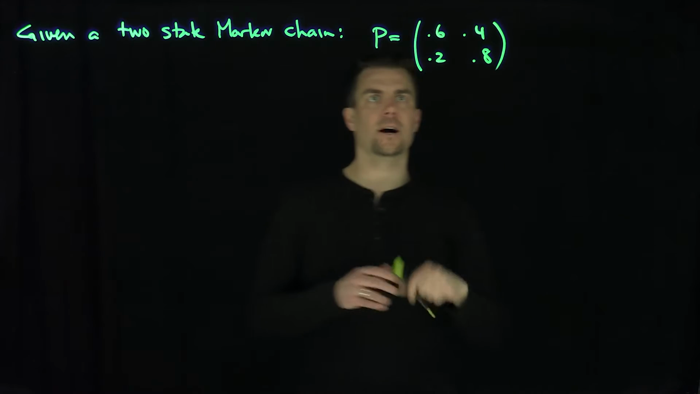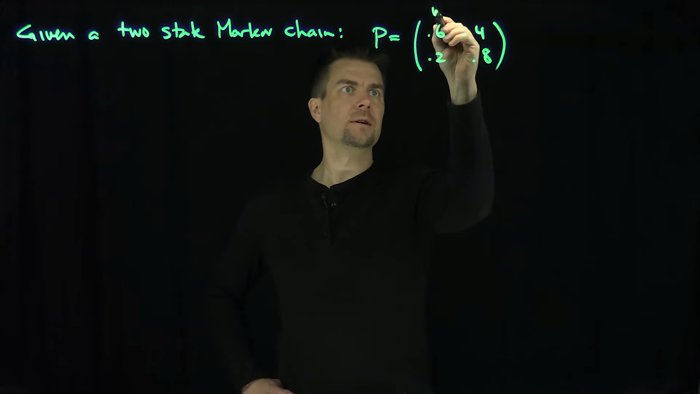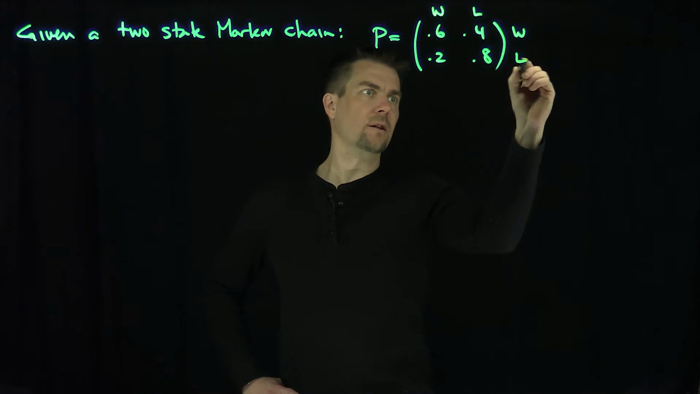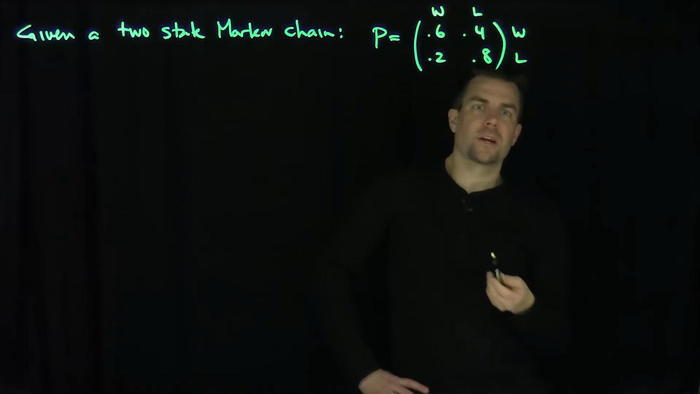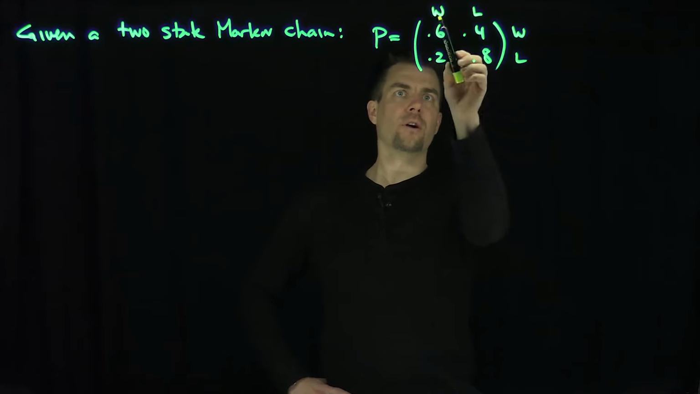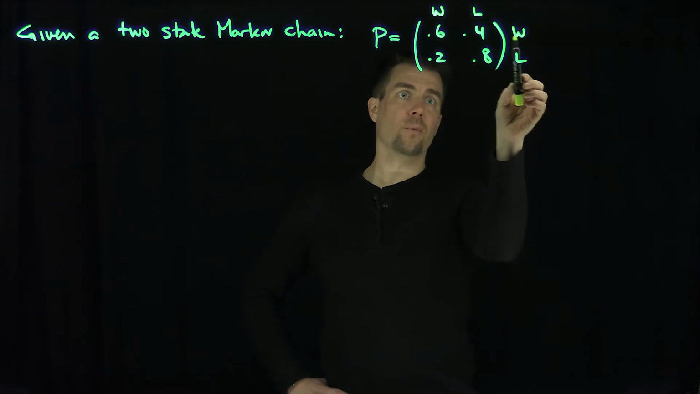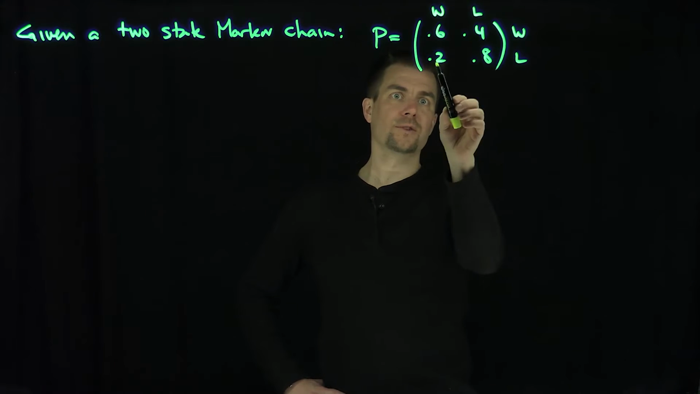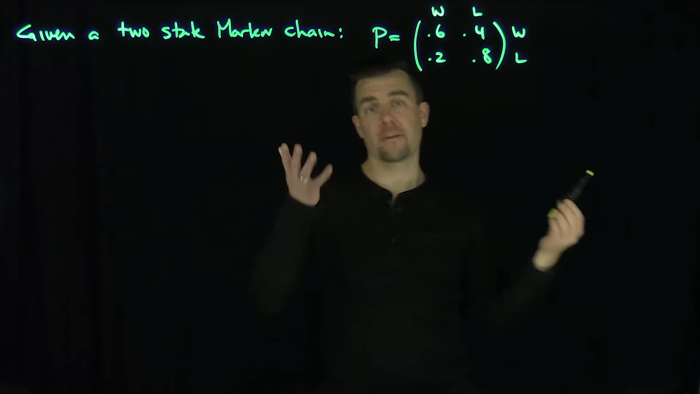And I like to think of these as saying maybe this is the wins, and this is the losses, and then win, then loss. So in this interpretation, there are many other interpretations of this, but you can say the probability of going from a win to a win is 0.6, the probability of going from a win to a loss is 0.4, from a loss to a win is 0.2, and from a loss to a loss is 0.8, for example, right?